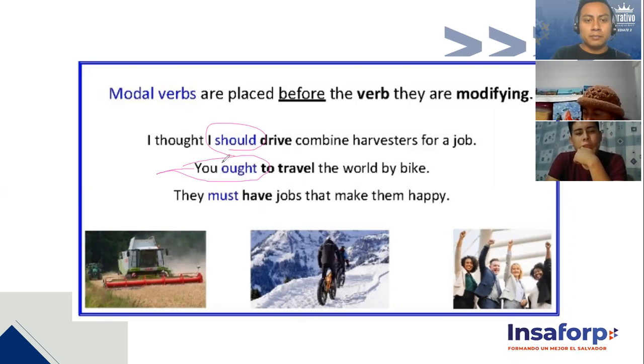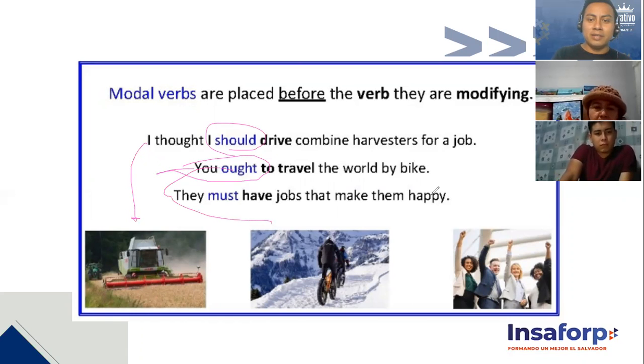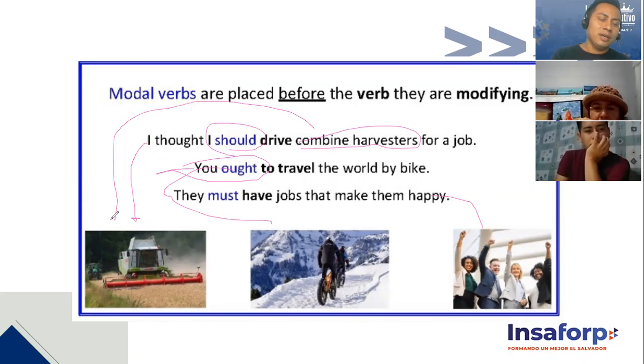And I just wanted to say this sentence is represented here by this picture. And the second is this picture. And this one is this picture. Combine harvesters is this type of machine, or the machine named like this. Okay, well, let's move on, guys.